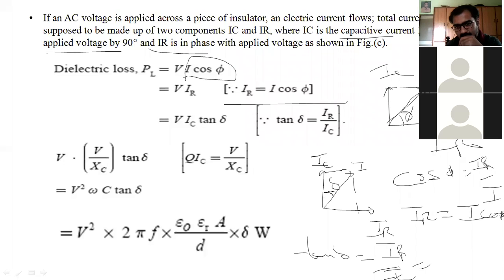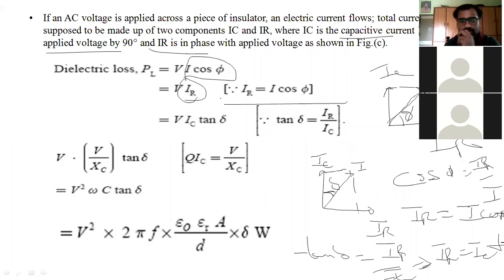That's why the IR is going to be opposite phase and this IC is in phase. So IR by IC. From this we can calculate the IR, where IR is nothing but IC into tan delta. So from the above equation we are going to replace in terms of capacitor current, where V is equal to IC into tan delta.